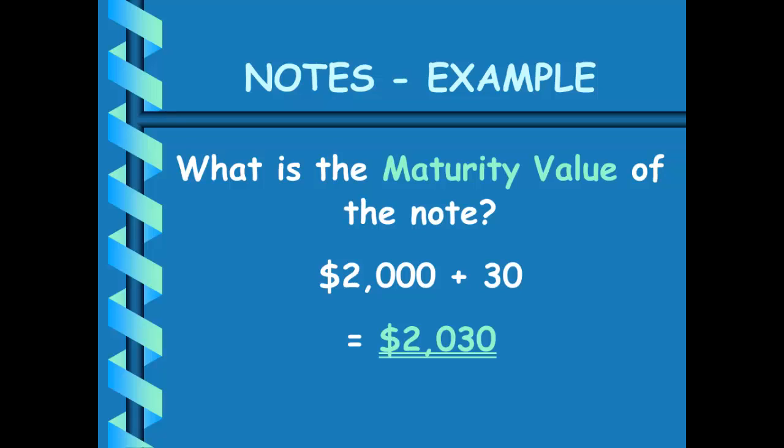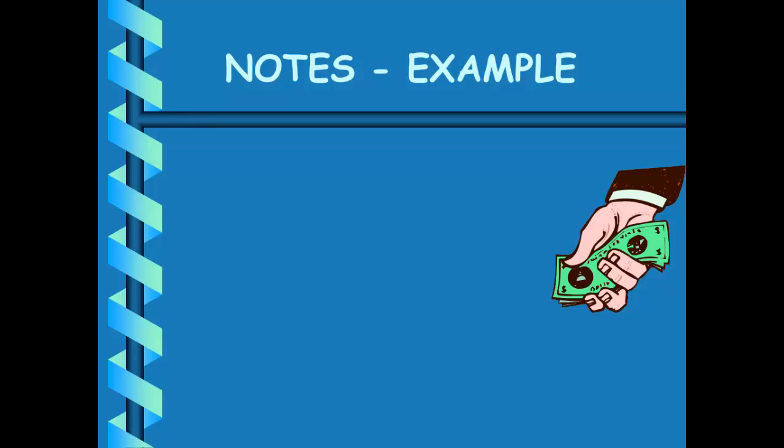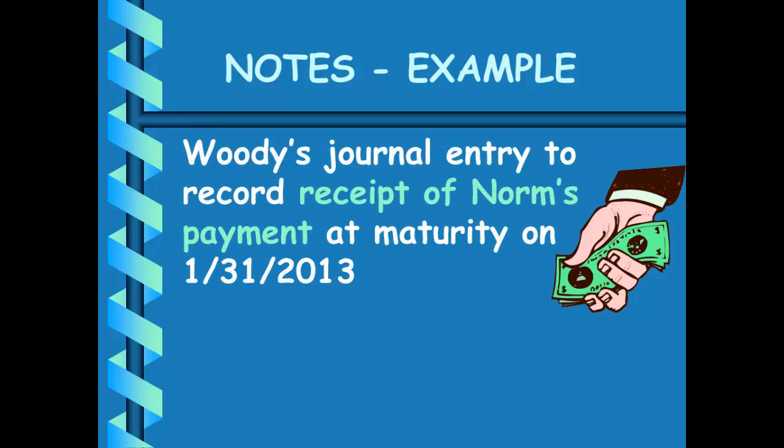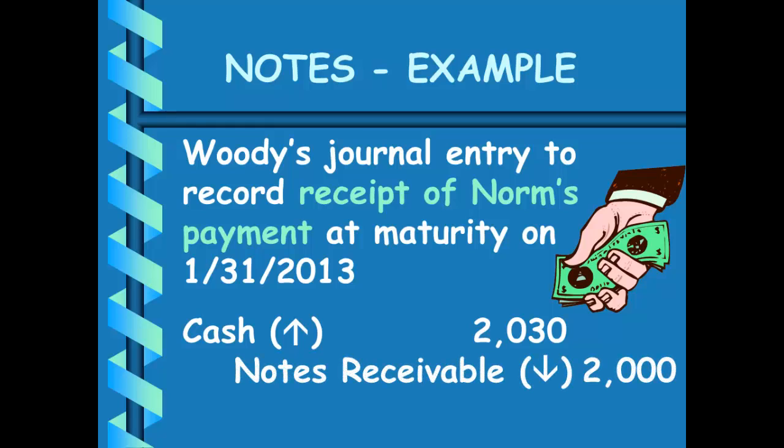Well, let's make a journal entry, starting off being optimistic. The note matures, and I get paid. What do I have more of? I have more cash. Cash is an asset. Assets go up with a debit. I received $2,030, the maturity value. What do I have less of? I've got to get that notes receivable off my books. Need to make that asset go down. It is on my books right now for $2,000. I must take it off my books for $2,000.